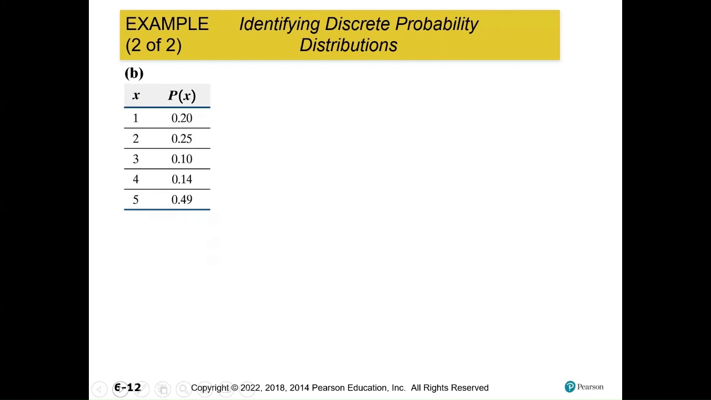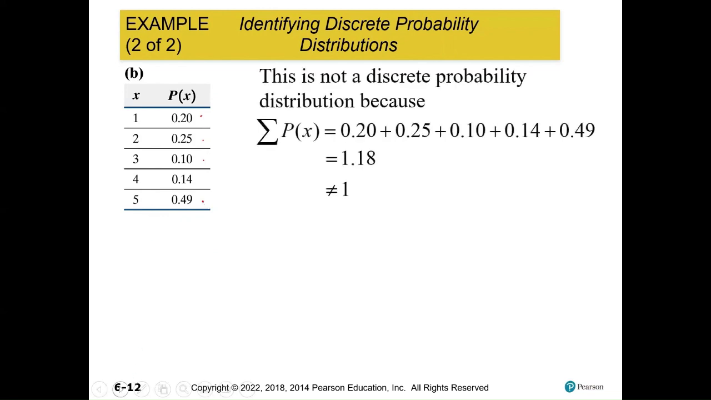I'm going to start adding. If this is 0.49, okay, so 0.49, 0.20, if I add these, 0.20, 0.45, 0.55, that's way over 1. Because 0.55 and 0.49 is over 1. So if I sum them all up, I get 1.18, not a probability distribution. Again, that is something that you were able to pick out in chapter 5.